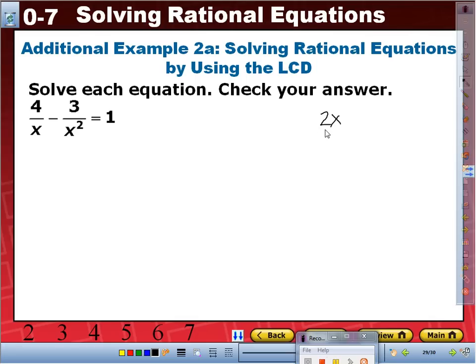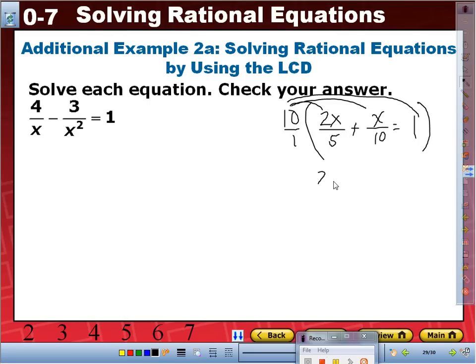We did stuff like this. 2x over 5 plus x over 10 equals 1. Remember these? To get rid of the denominators, we needed to multiply times the LCD, which is what? 10. And we multiplied only times the numerator and the whole number. Remember that? Why? Because we can write this over 1, and this became 20x over 5 plus 10x over 10 equals 10. And what did we notice? Remember when we got to these, what didn't change? The denominator. Notice that the denominator stayed the same. Remember that?